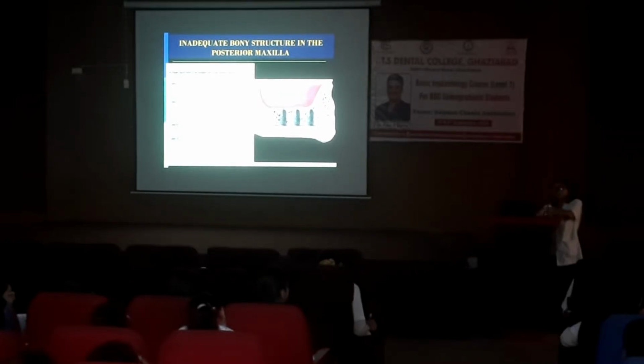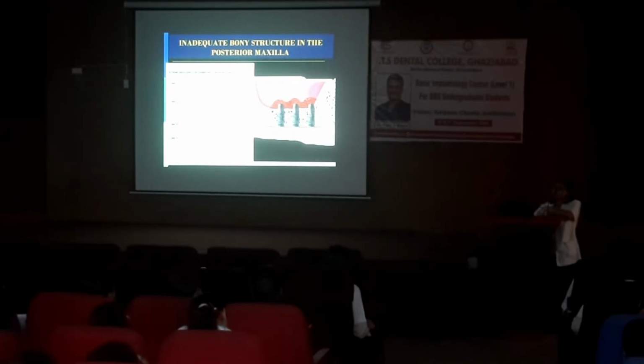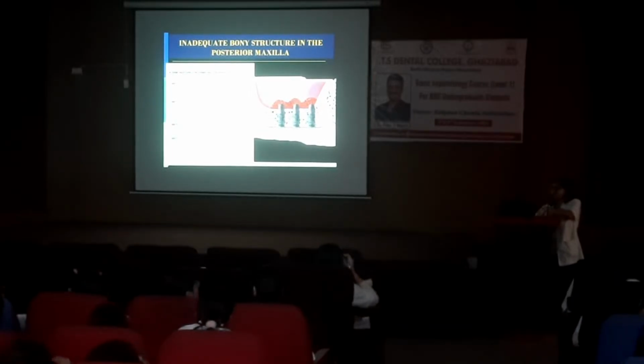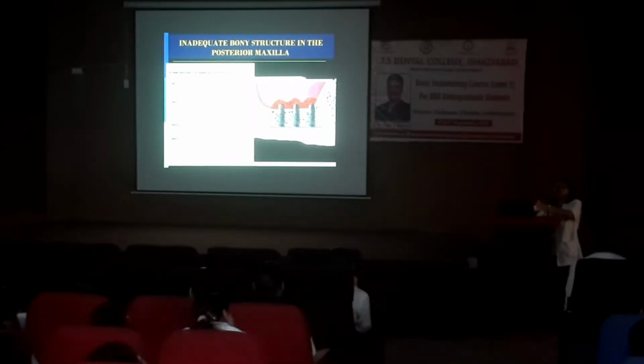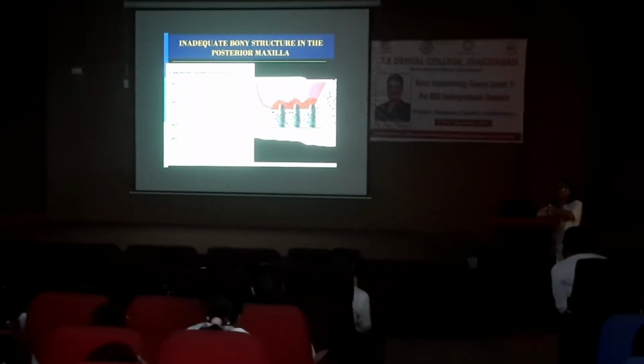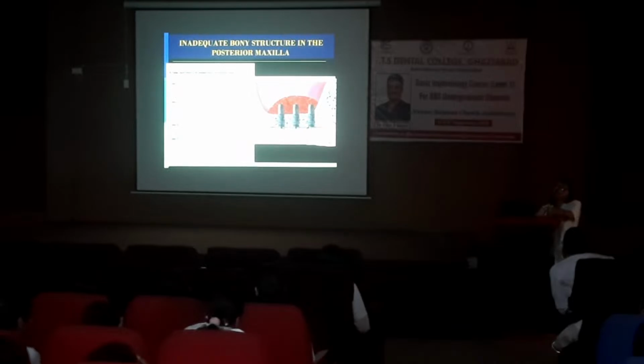Either you can go through the socket itself, which is called indirect, or you can raise a flap. Here the height is not that much compromised. Through the socket itself you have a kit. You can just lift the membrane, pack bone grafts through the socket, and then place your implant. If you need 2 to 4 mm extra height, you can do it like this. This is the indirect technique. But if it is less than 5, you have to go ahead with the lateral window technique.